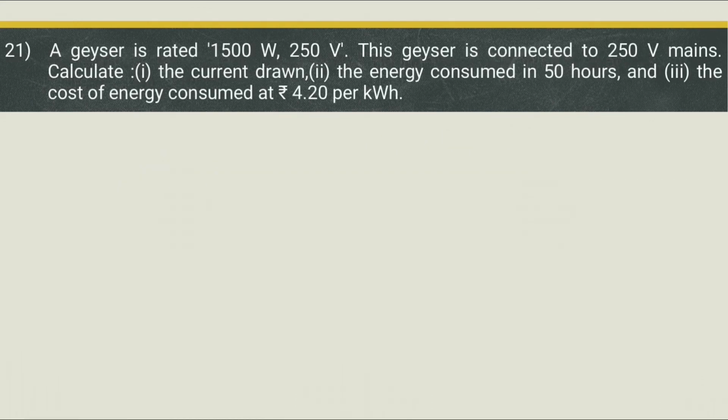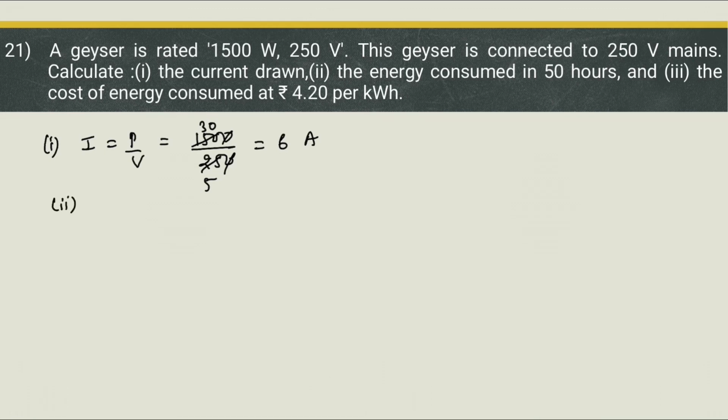21st. A geyser is rated 1500 watt, 250 volt. This geyser is connected to 250 volt mains. Calculate the current drawn. So current is equal to P upon V, that is 1500 upon 250, which is 6 ampere. Current is 6 ampere.